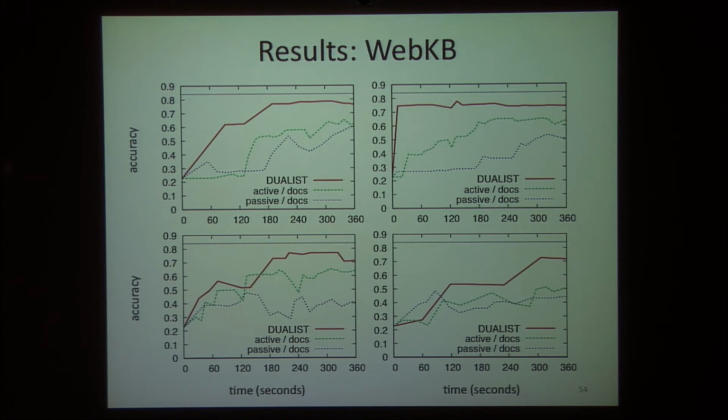So what we see here, each of these curves corresponds to a different user for the WebKB task. And each of the 3 colored lines corresponds to the different user conditions for that particular user. So up in the left-hand corner, we see that the DUALIST condition for this user is training a much more accurate classifier in much less time than in the other 2 cases. Active learning is doing slightly better.